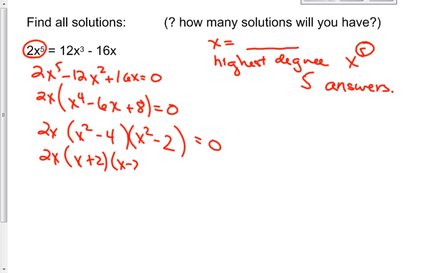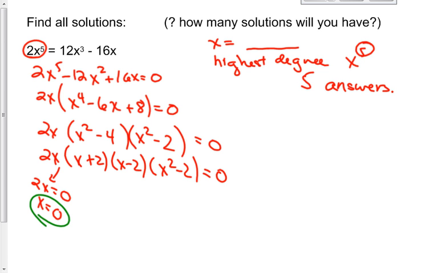Now I can come up with my solutions. You're using what's called the zero product property when you're getting your solutions. Every single x term can be taken out and set equal to 0. 2x equals 0, solve for x. There's solution number 1. X plus 2 equals 0. X equals negative 2. X minus 2 equals 0. X equals 2. This last one, be careful here.